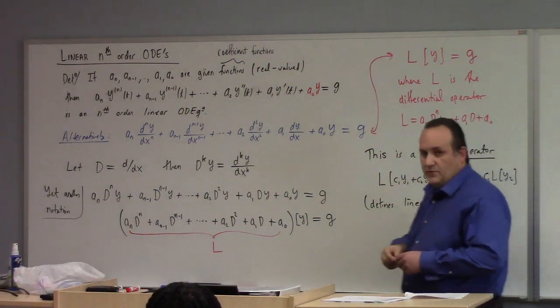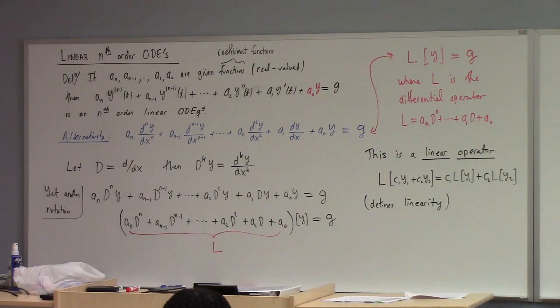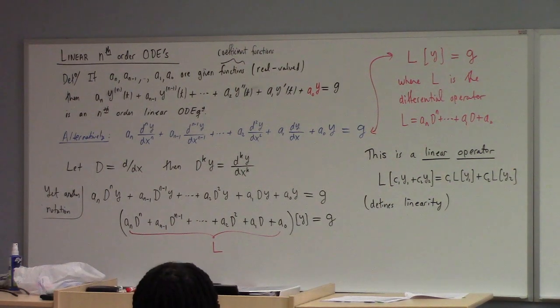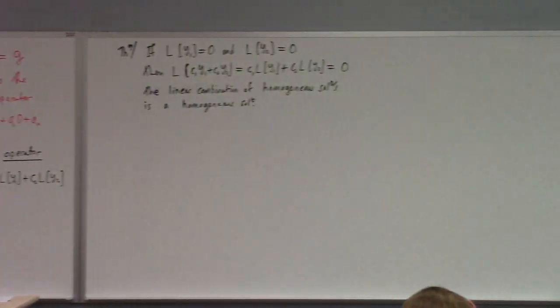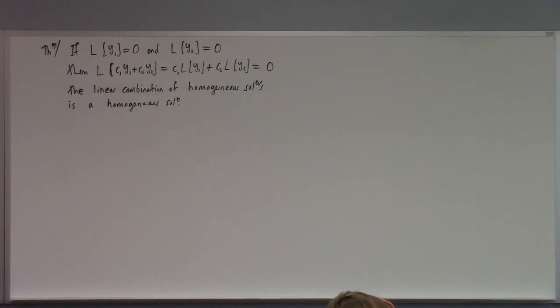Now, I just showed you the proof for two of them, but it would still be true if we had n of them, right? If I had the sum i equals 1 to n of ci yi, I would still have the same argument going through. The linear combination of homogeneous solutions is still homogeneous. All right? And so our goal is to learn how to solve L of y equals g as best as we can. We want to solve this problem.